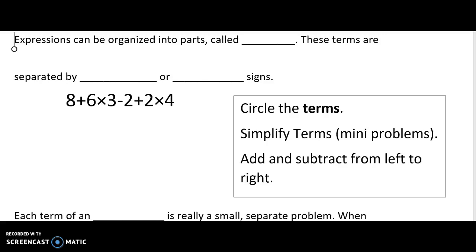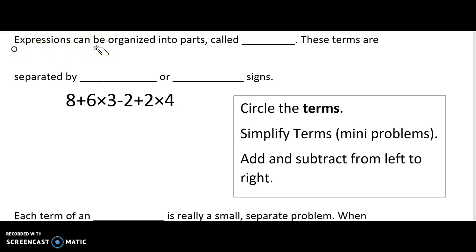Okay, in this lesson, we're going to be working with expressions that have more than one operation. In other words, to simplify these expressions, it's going to take more than one step. And we're going to need to know what order to do those steps in. So we'll start learning some rules for working with those kinds of expressions. Let's read up at the top here.